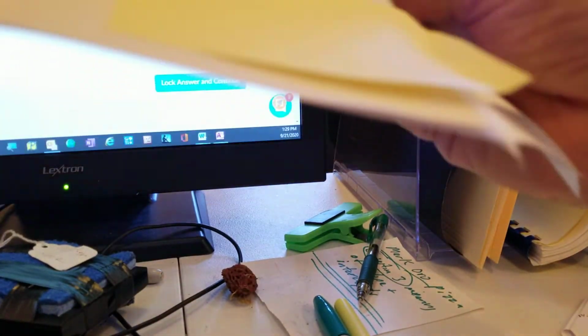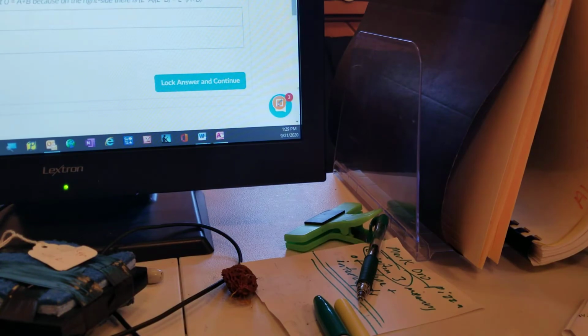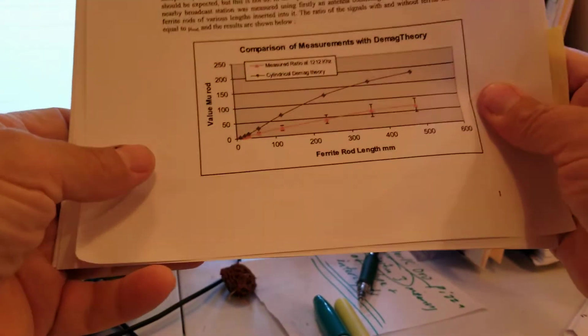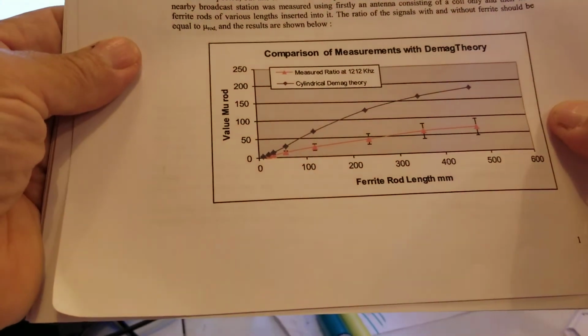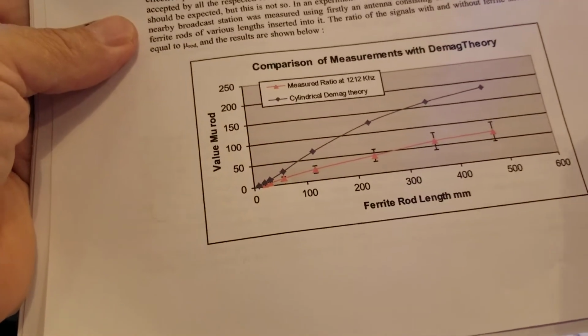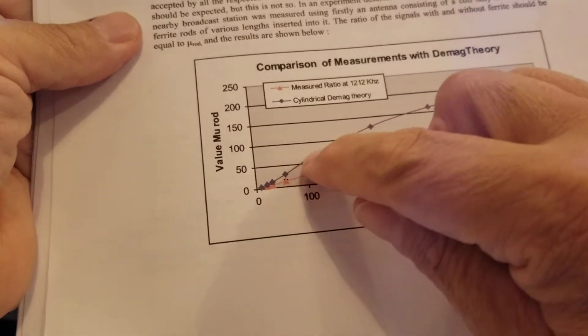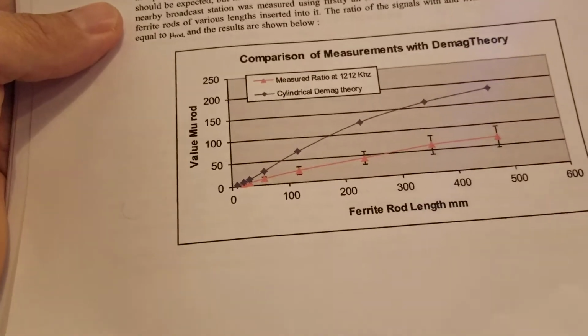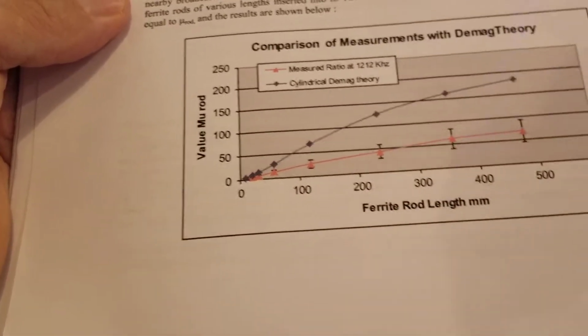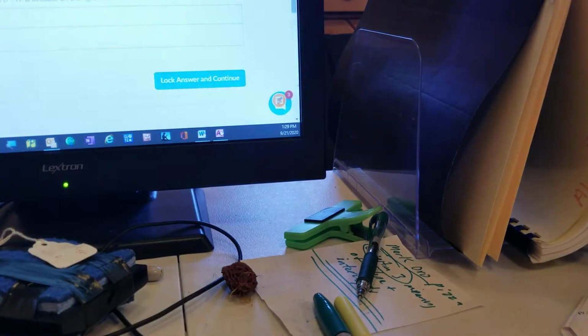So here, I'll just show you some of the graphs. Based on the theory of demagnetization, the permeability of the coil would follow this curve up here, based on the theory and that equation I showed you. But experimentally, this is the correct answer. So for 50 years, people didn't have a good equation.